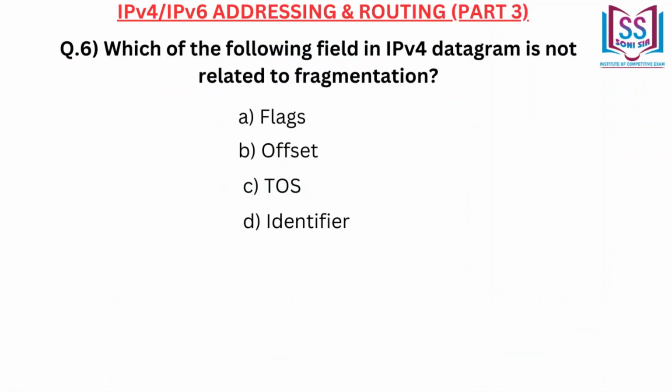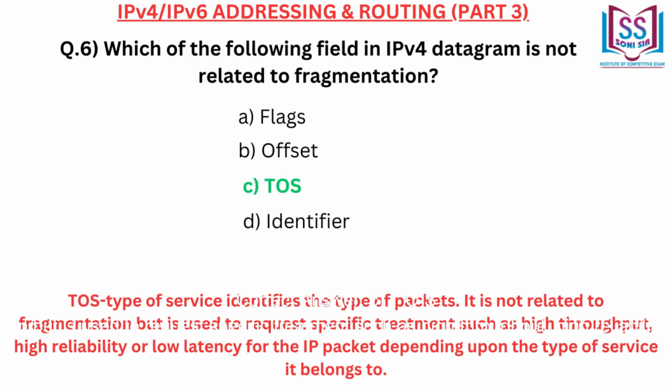Which of the following fields in the IPv4 datagram is not related to fragmentation? A. Flags. B. Offset. C. TOS. D. Identifier. Correct answer C. TOS. TOS, type of service, identifies the type of packets. It is not related to fragmentation, but is used to request specific treatment such as high throughput, high reliability or low latency for the IP packet depending upon the type of service it belongs to.